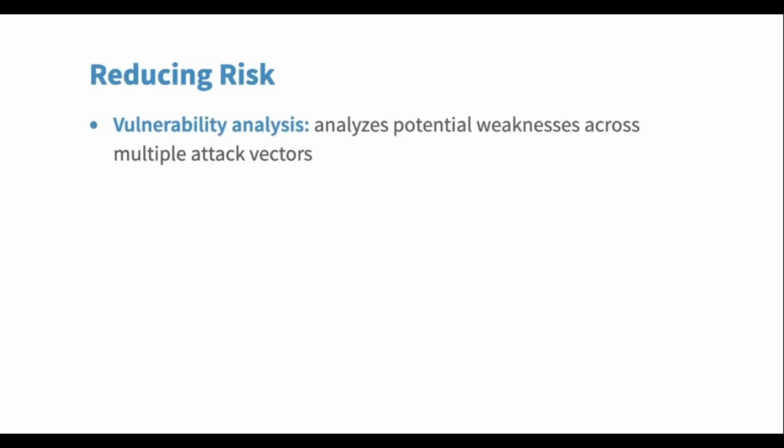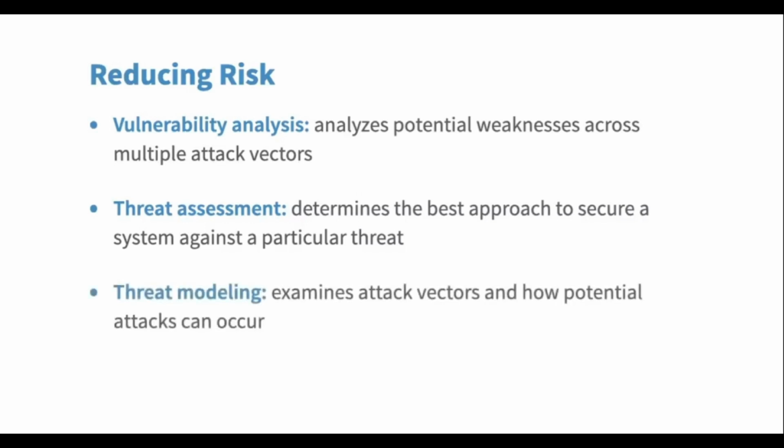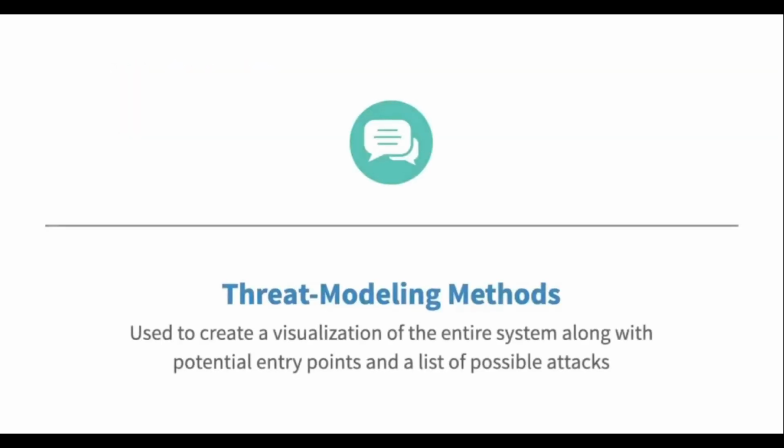A threat assessment will determine the best approach to secure a system against a particular threat, and threat modeling looks at external attack vectors to understand how the attack could be executed. Threat modeling methods are used to create visualizations of the entire system along with potential entry points and a list of possible attacks. The idea is to gain a well-trained view of potential threats with the goal of reducing overall risk. Let's walk through what would happen during a simple threat assessment.